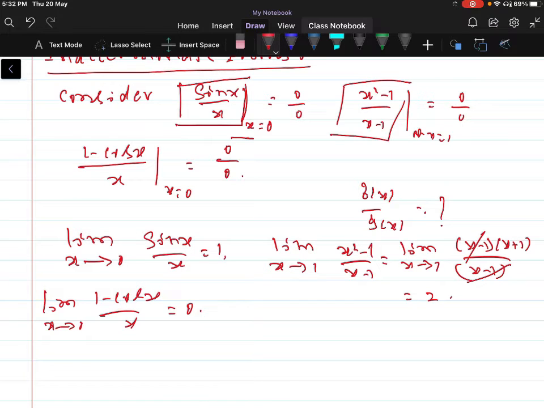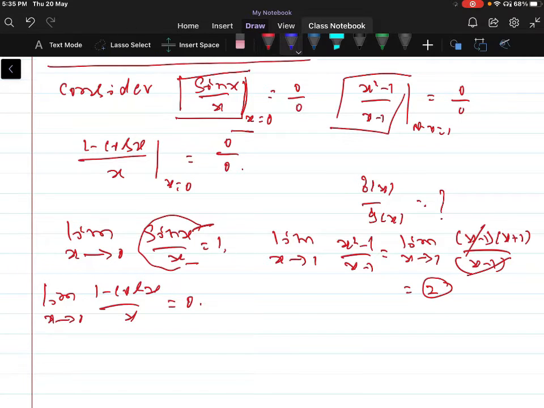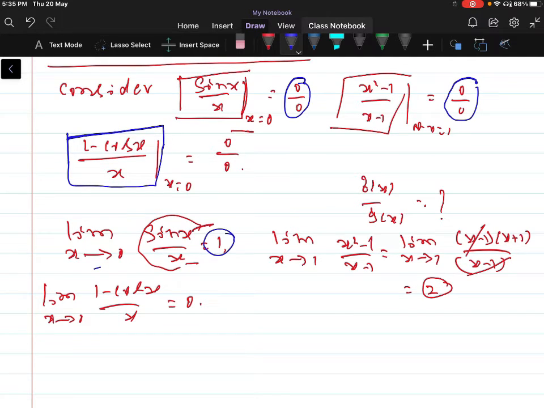So here, when x approaches 0, the function sin x by x approaches 1. Similarly, x square minus 1 by x minus 1 goes to 2 when x approaches 1. Observe that the function at x equal to 0 is 0 by 0 form, here again 0 by 0 form when x equal to 1, and at x equal to 0 for this function 0 by 0 form, but their limits are totally different. When x approaches 0 for this function, the limit is 1, here 2, and here 0.